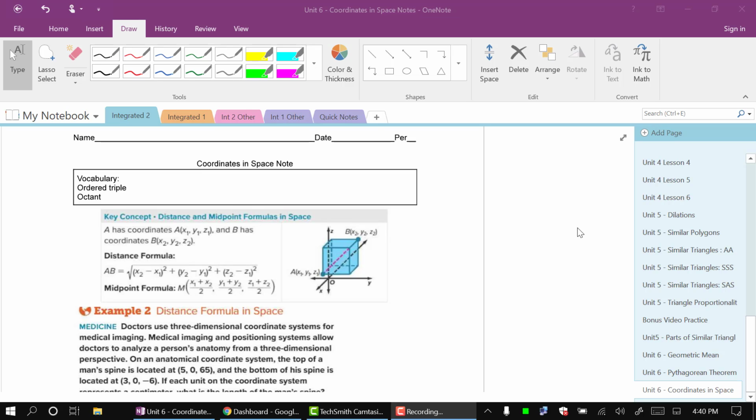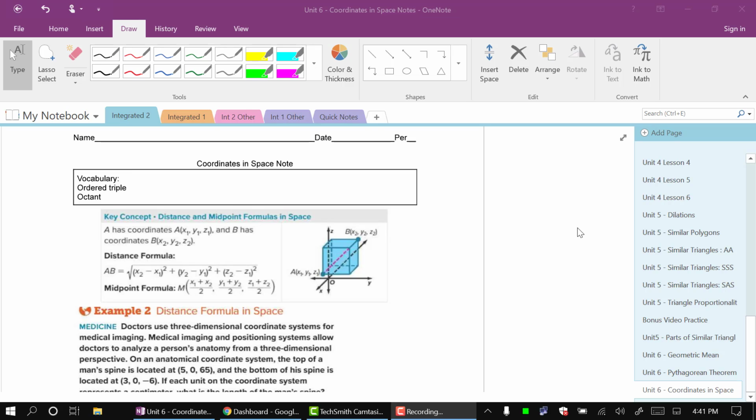Welcome back to Unit 6, Coordinates in Space. Today we have two vocabulary words and we have a key concept, distance and midpoint formulas in space. So A has coordinates x1, y1, z1, and B has coordinates x2, y2, and z2. So z is our third dimension. So far we've been only dealing with our x and our y, which is our two-dimensional shapes. Now we're going to be dealing with a third dimension.